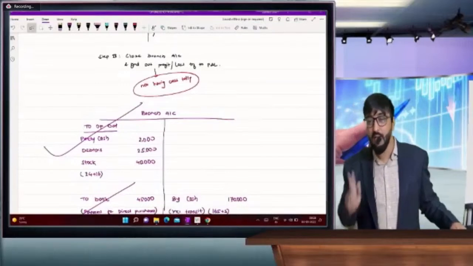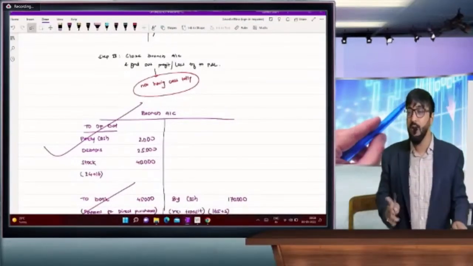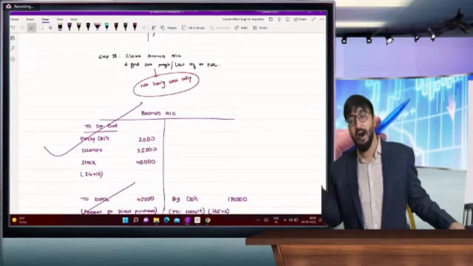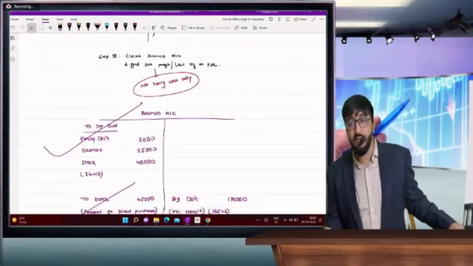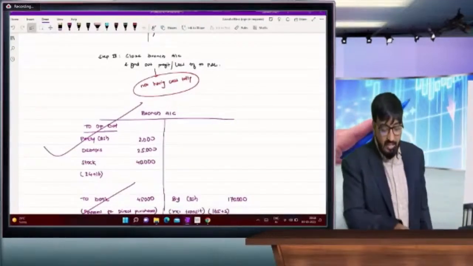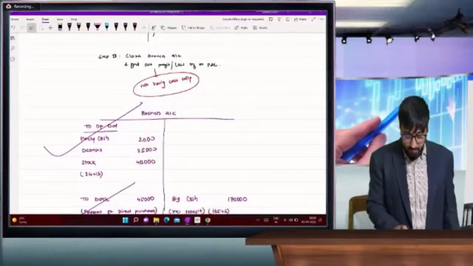Big chapter. This is the second big chapter that we are covering because we already covered incomplete records. And after that, cash flow statement is the last chapter which is a big one. Otherwise, remaining chapters are really very easy as compared to other chapters. These 3 chapters. Branch accounts.